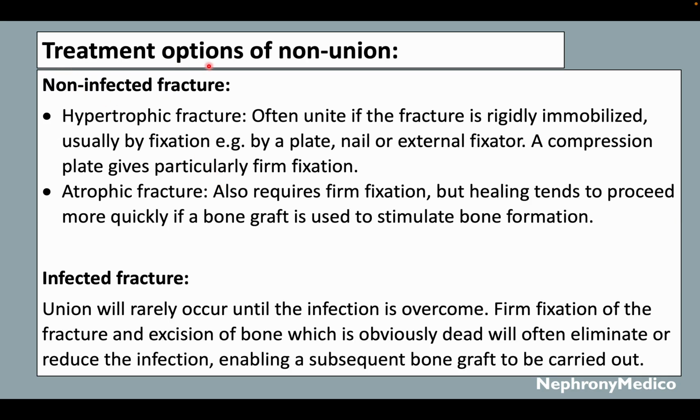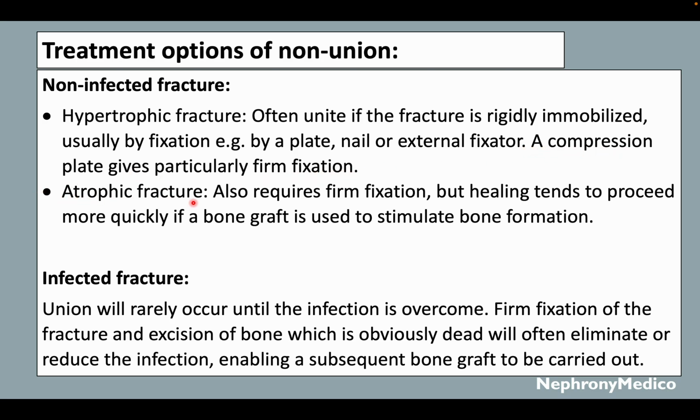Now treatment options of the non-union. In case of non-infected fracture and hypertrophic fracture, they often unite if the fracture is rigidly immobilized, usually by fixation, for example by a plate, nail, or external fixator. A compression plate gives particularly firm fixation.